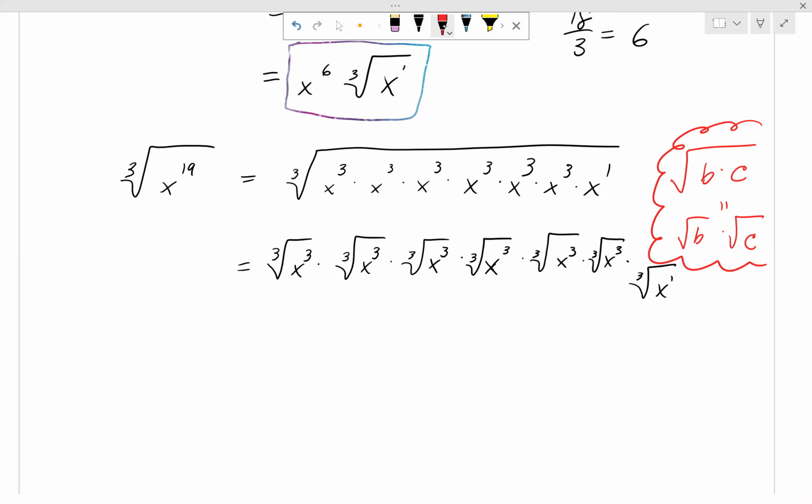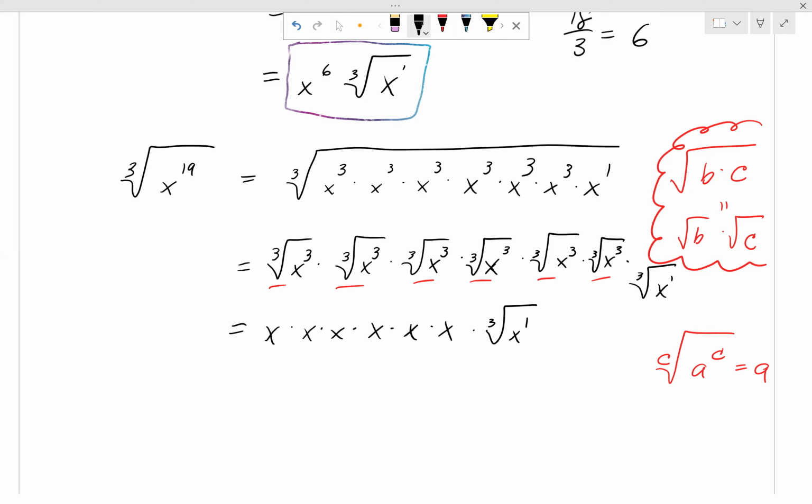And then another property of square roots is that if we have the cth root of a to the c, this is a. The cth root and the power of c kind of cancel each other out, and we're left with whatever is being raised to the c power. So for our case, we have x cubed, and we're taking the cube root of that, so we're just left with x. So we would have x times x times x times x times x times x for these 6 terms here. And then we still have that last term, which is the cube root of x to the 1.